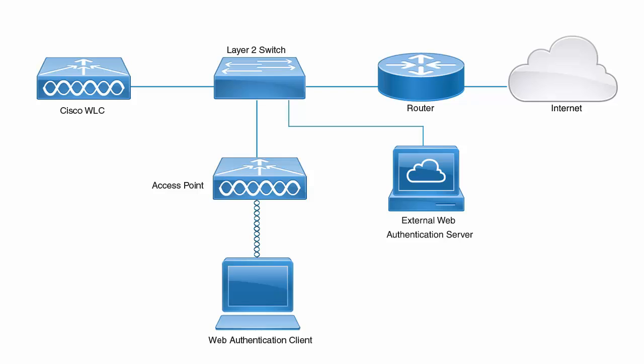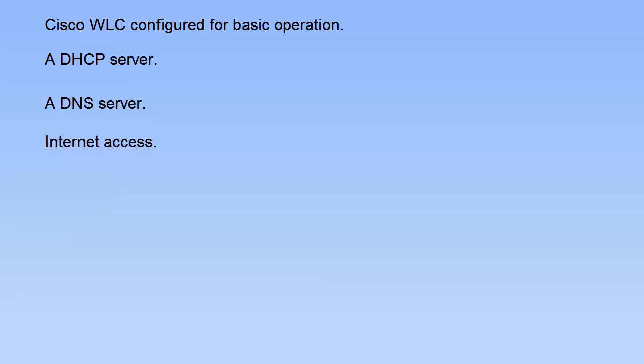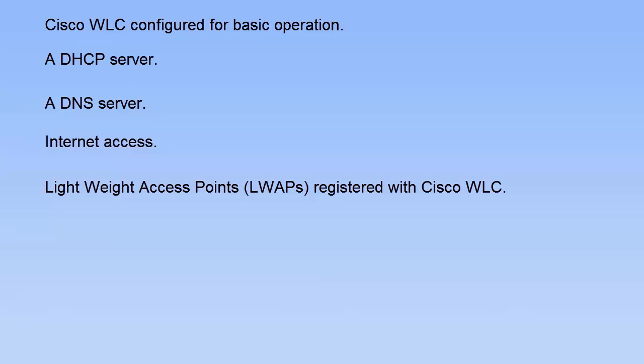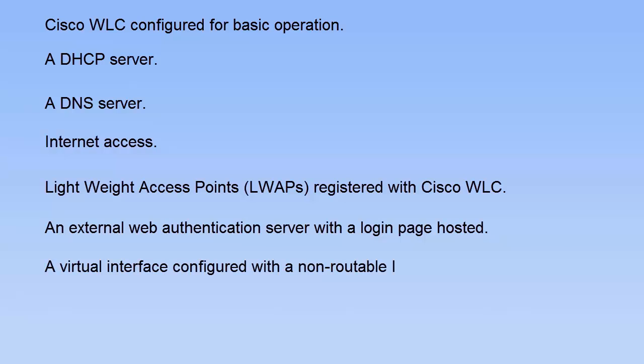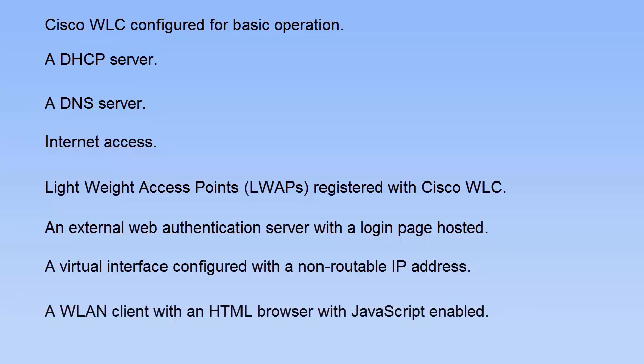The prerequisites are a Cisco WLC configured for basic operation, a DHCP server, a DNS server, internet access, lightweight access points registered with Cisco WLC, an external web authentication server with a login page hosted, a virtual interface configured with a non-routable IP address, and a WLAN client with an HTML browser with JavaScript enabled.